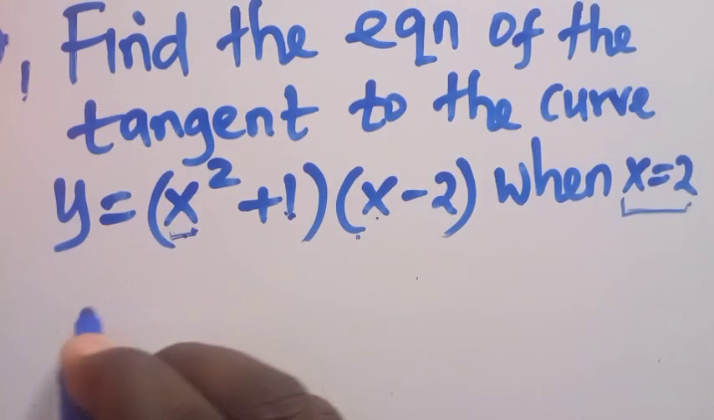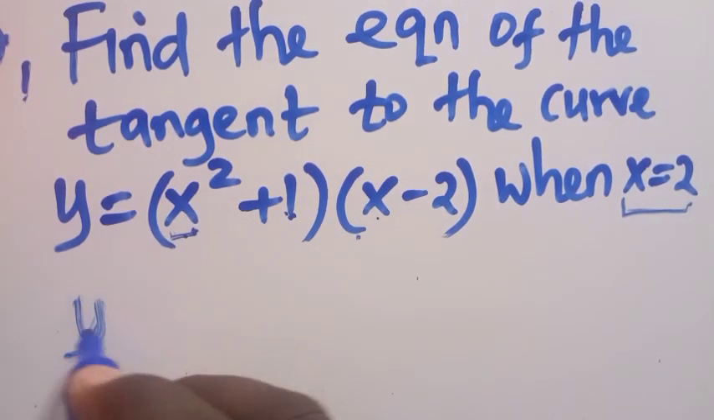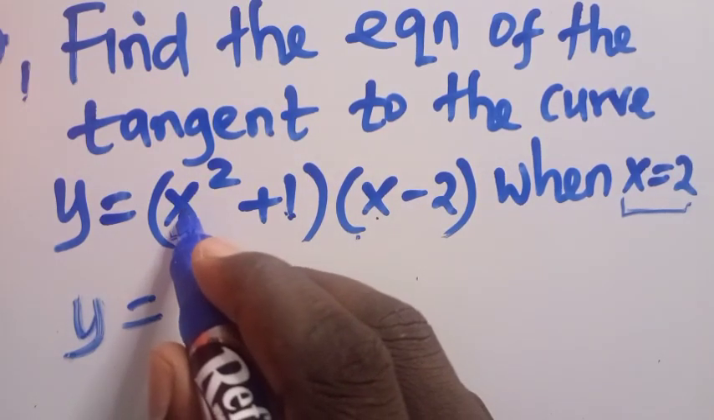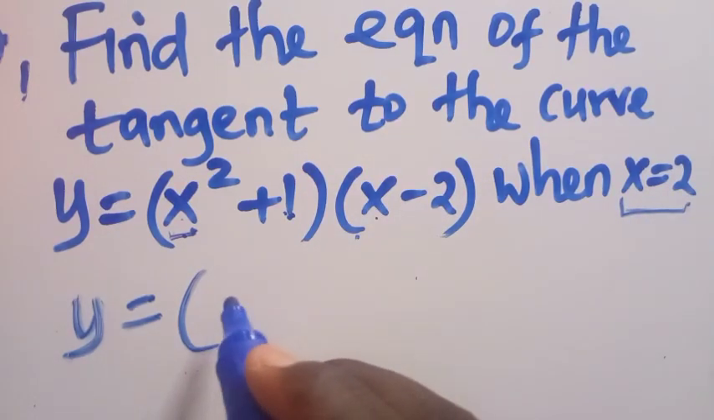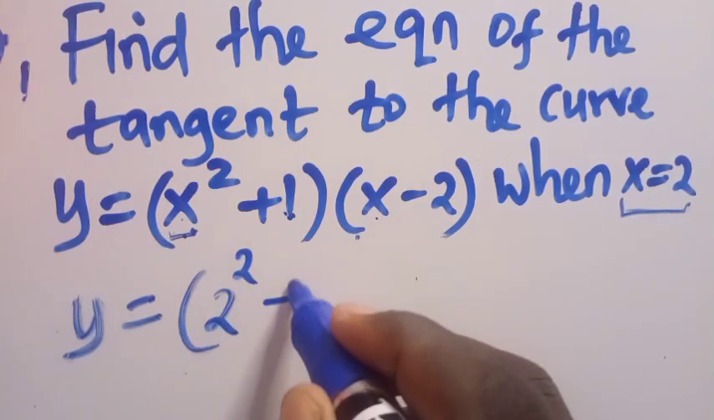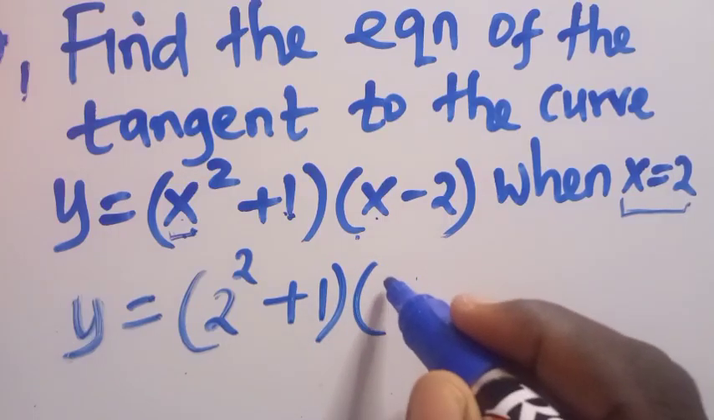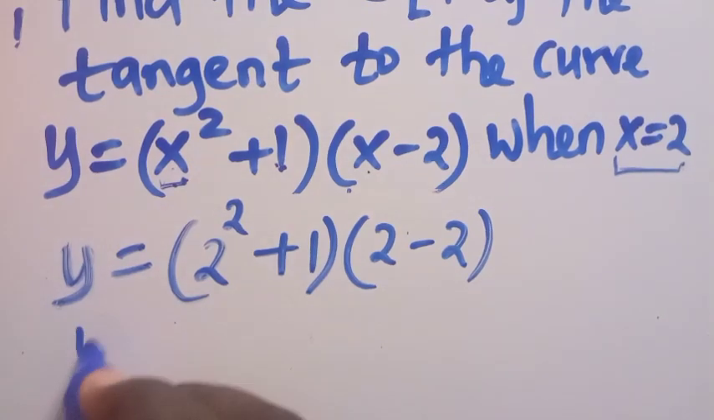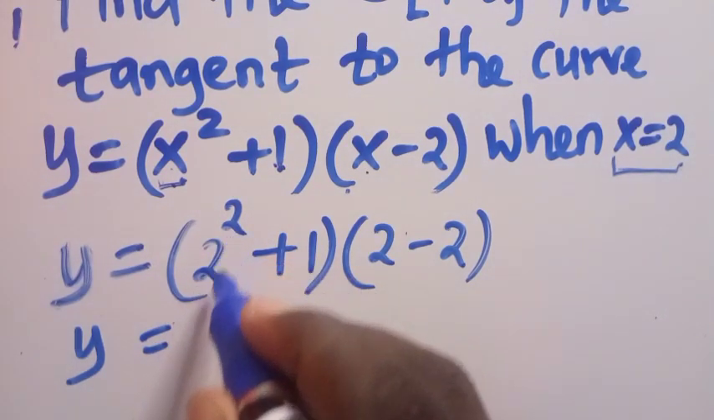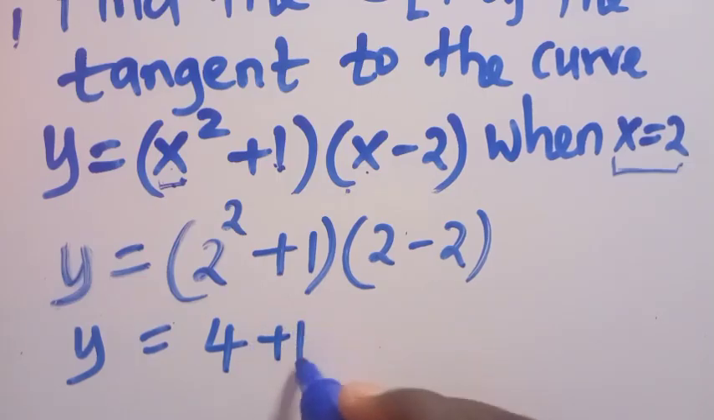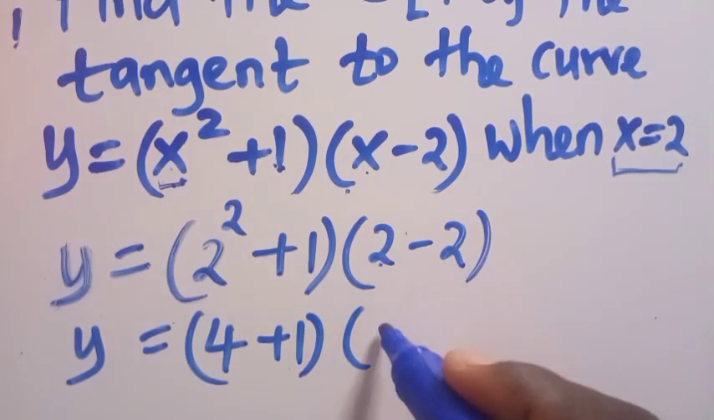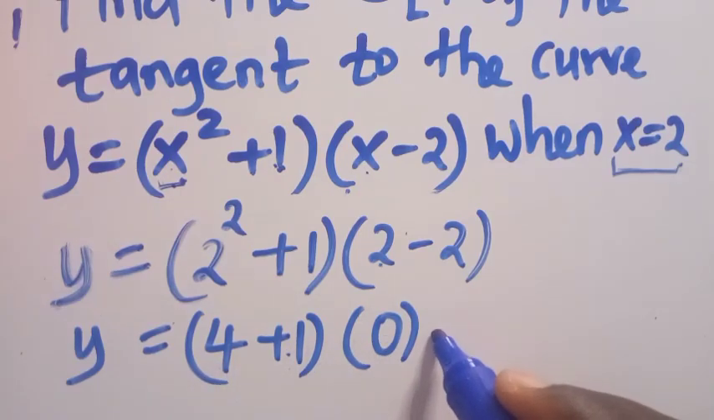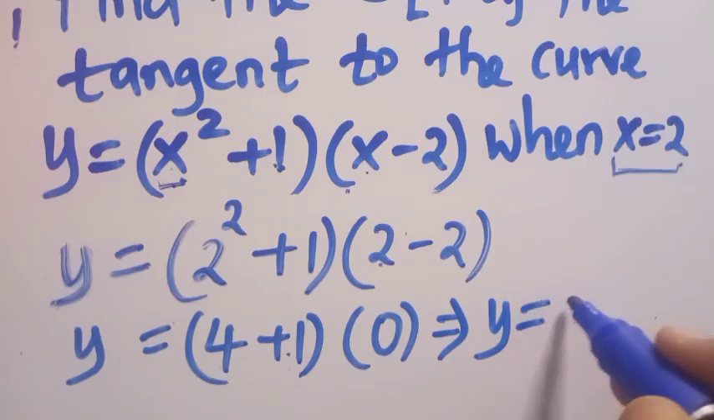Now, we have our y as, instead of x, we shall substitute with 2. So we shall have 2 squared, plus 1, then we close the bracket, we open 2 minus 2. And in this case, y equals 2 squared, which is 4, plus 1. Then we have 2 minus 2 is 0. So 4 plus 1 is 5, 5 times 0 is 0. This implies that our y is 0.